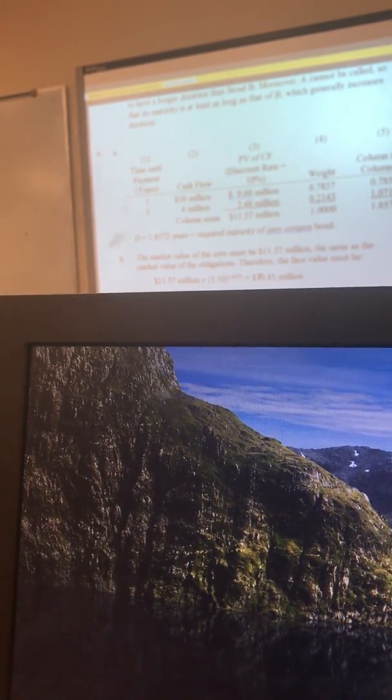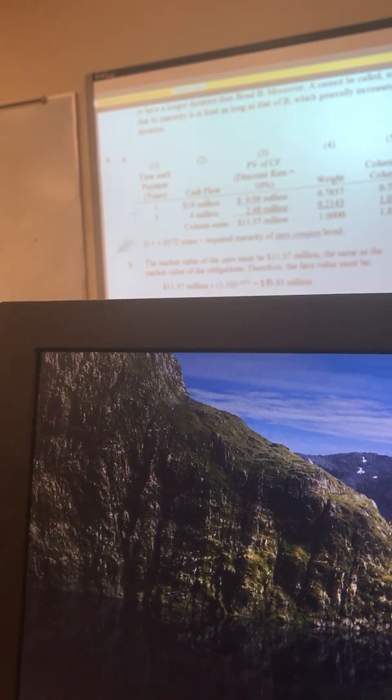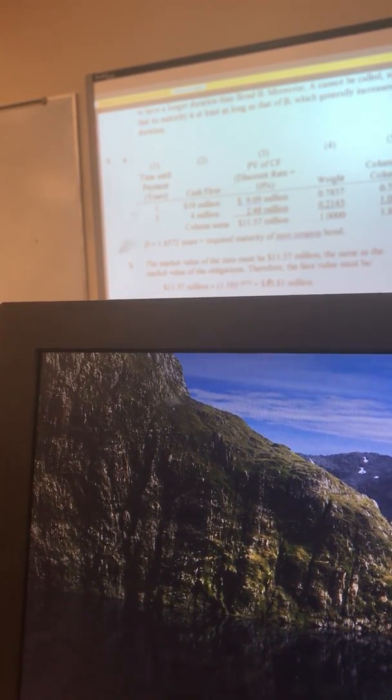It's just like they're just making it more difficult. They're saying the yield curve is flat at 10%. That just means the interest rate is 10%. Okay?